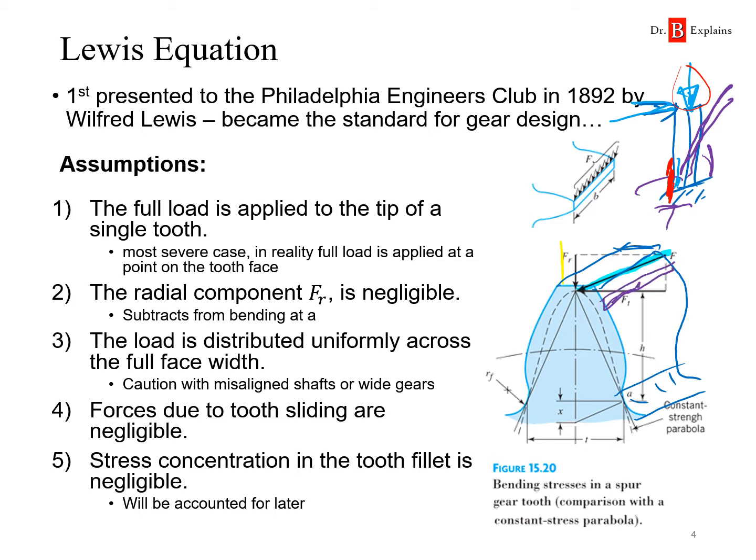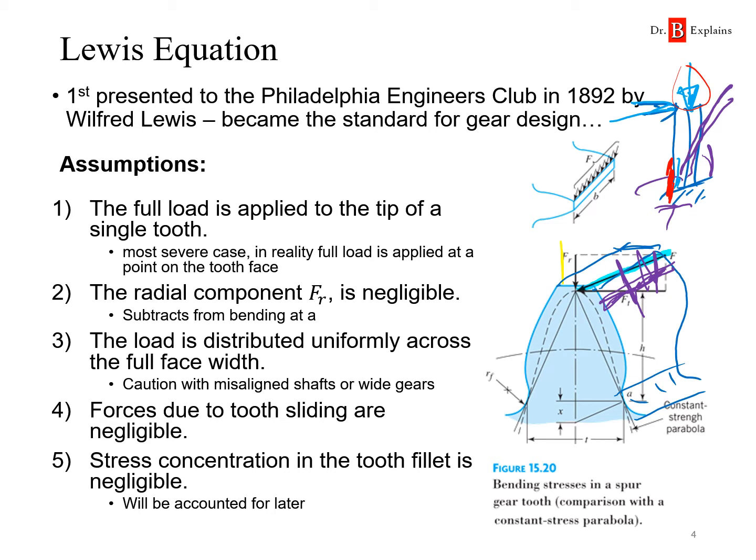So this is assuming perfect machining and perfect aligning. Usually that's not the case, but for the derivation of this equation, neglect it. So that was number 3. Number 4: the forces due to the tooth sliding are negligible. As the teeth are sliding, there's going to be some forces in this direction here. Well, this Lewis equation is going to ignore that.